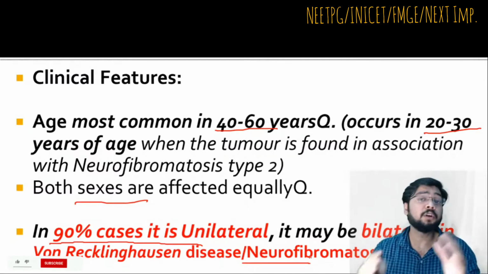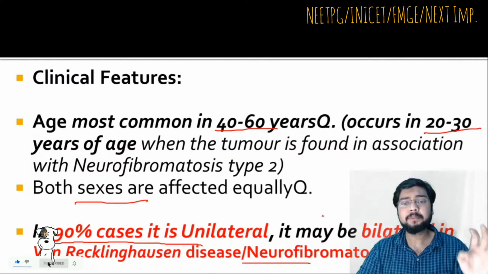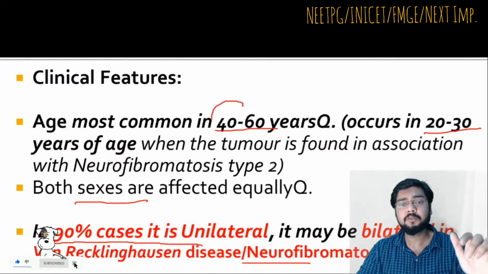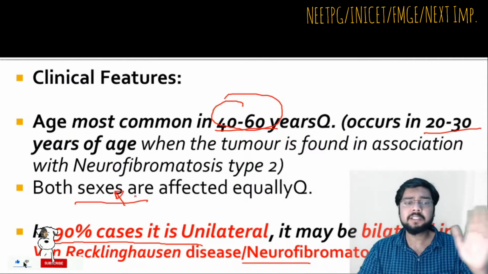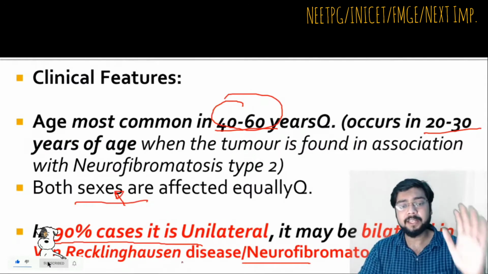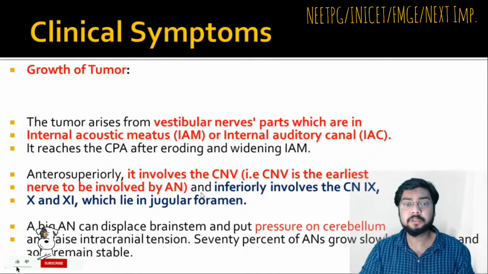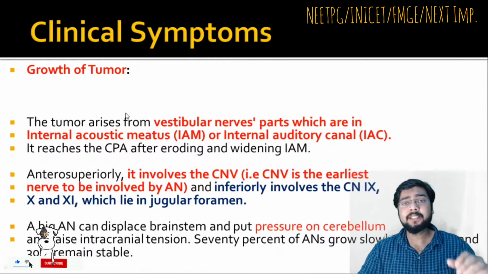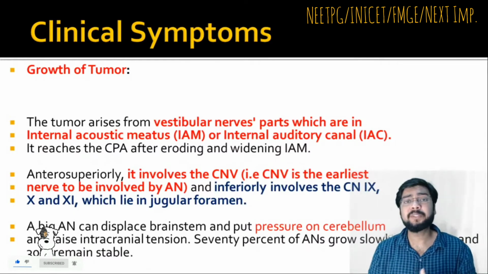If we look at our question, it said 60-year-old male, right? So 60-year-old male means the most common age is around 40 to 60 years, and sex had no importance because it is seen in both sexes equally. 90% of cases are unilateral; if bilateral, you should suspect neurofibromatosis type 2. Now, how the tumor progresses is responsible for how the patient presents to you.